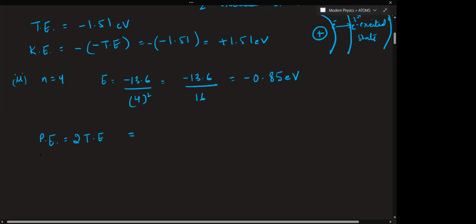So if I have to calculate the potential energy for the third excited state, this means n equals to 4. So simply I have to double it. So this will be 2 multiplied by minus 0.85 electron volts, and this gives minus 1.70 electron volts. Understood?